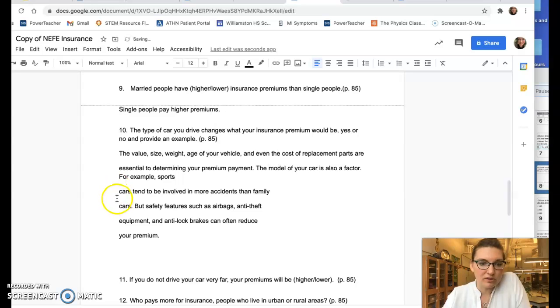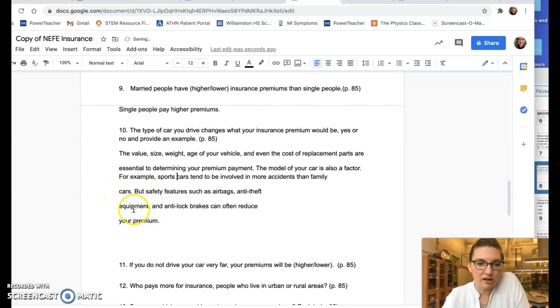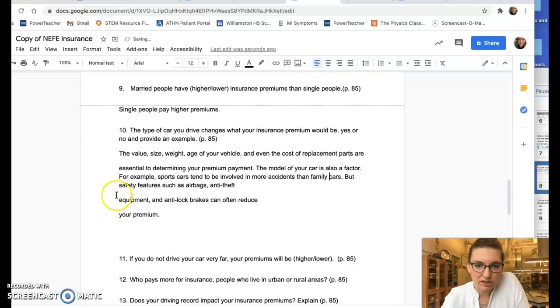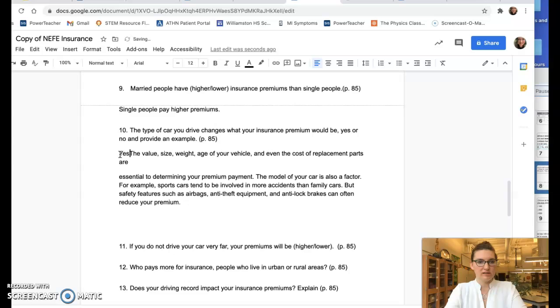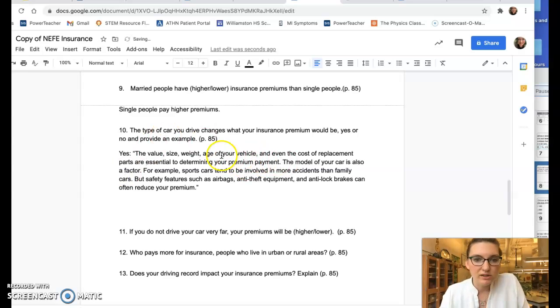I'm being a terrible role model here, so let's rephrase this. I did just copy and paste a bunch of this, but let's see. I mean, yes. And then I'll just quote this, so I'm not taking credit for it. I'm saying this is what I found in the text. The value, size, weight, age, okay, model, okay, so yes.